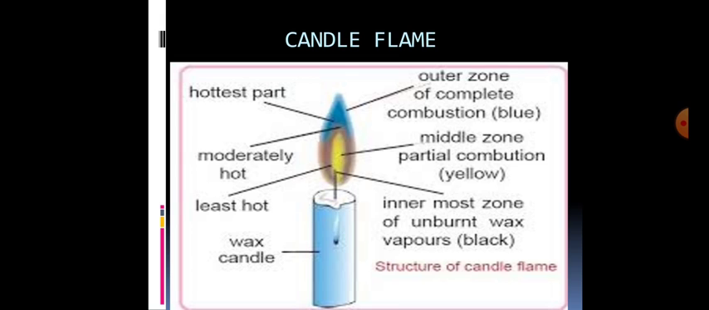So it implies that when you touch a candle flame, your hand gets burned very easily because your hand touches the outer zone. Whereas if you pass your hand or finger through the middle of the flame, you see your finger doesn't get burned. Why? Because the middle zone is less hot. Okay.